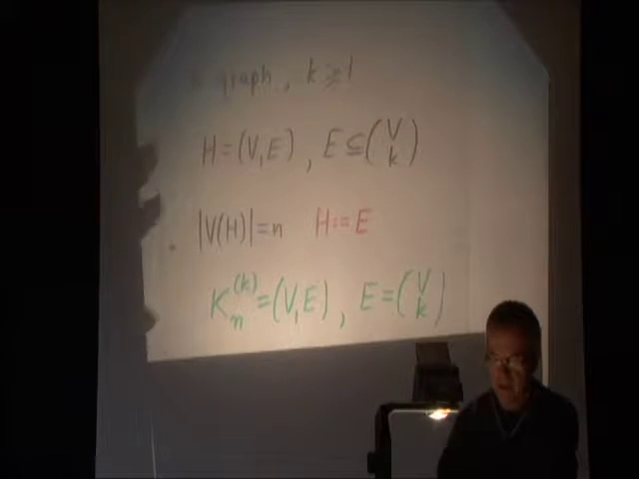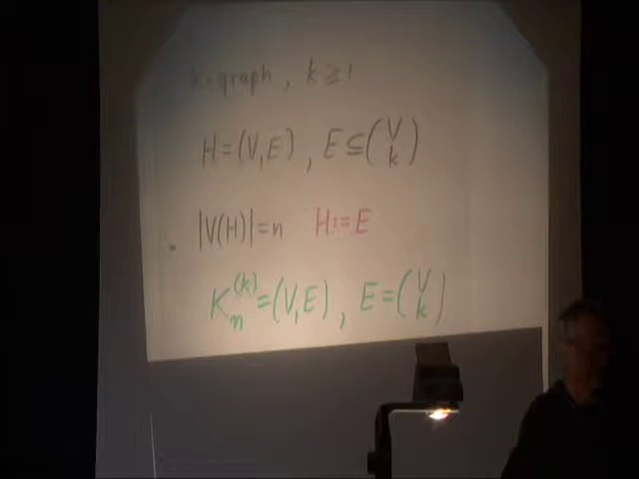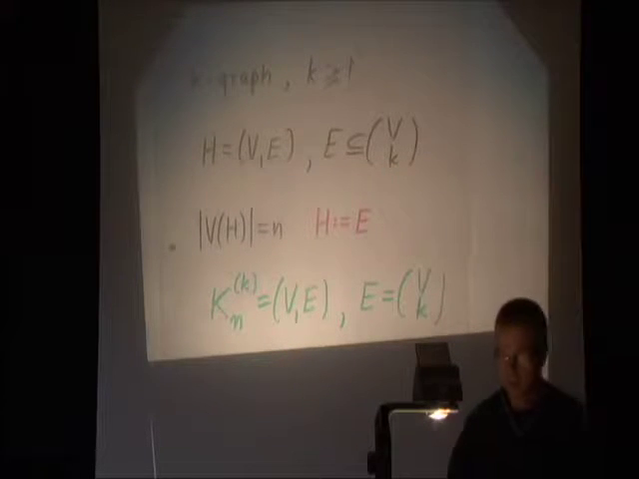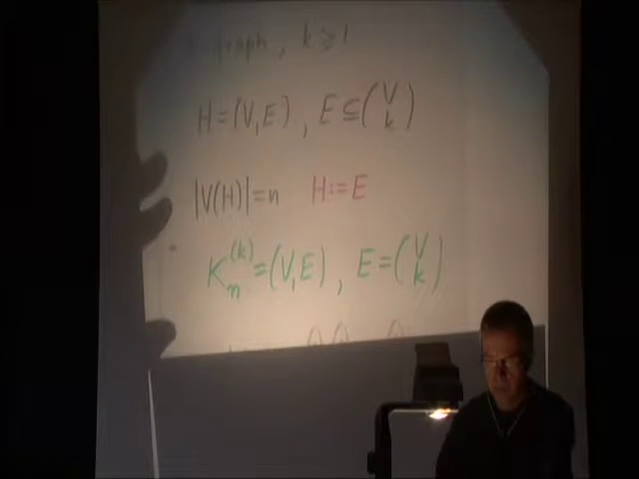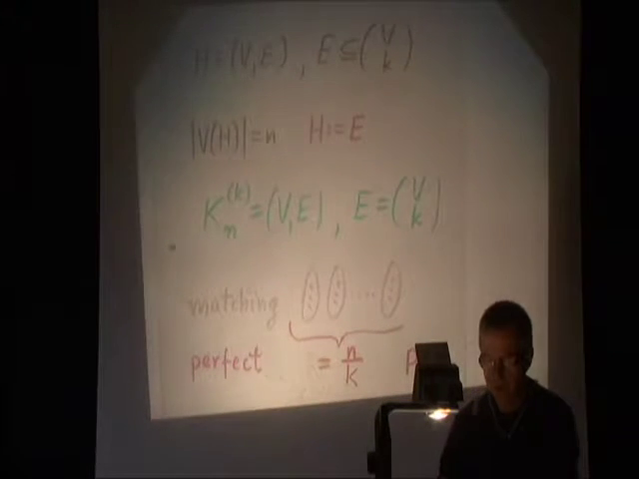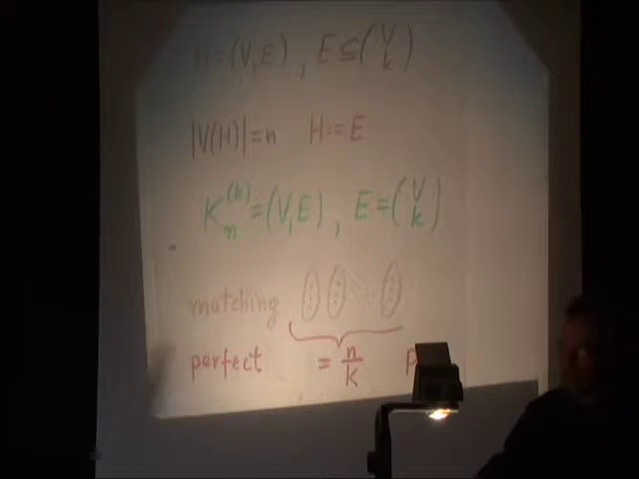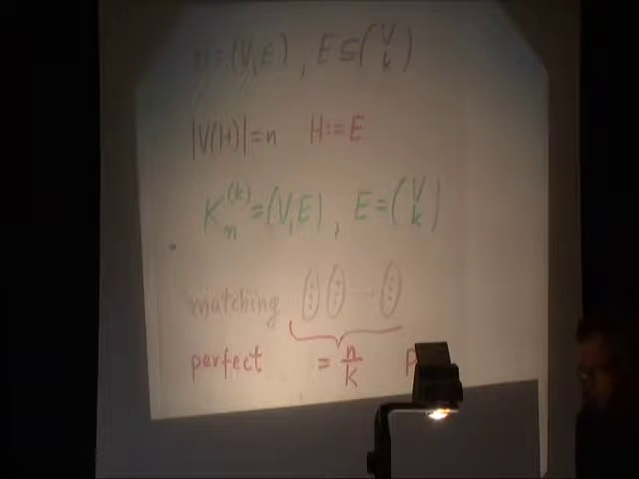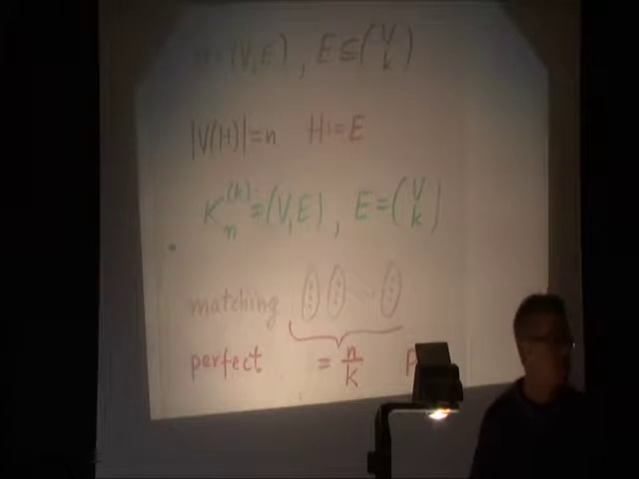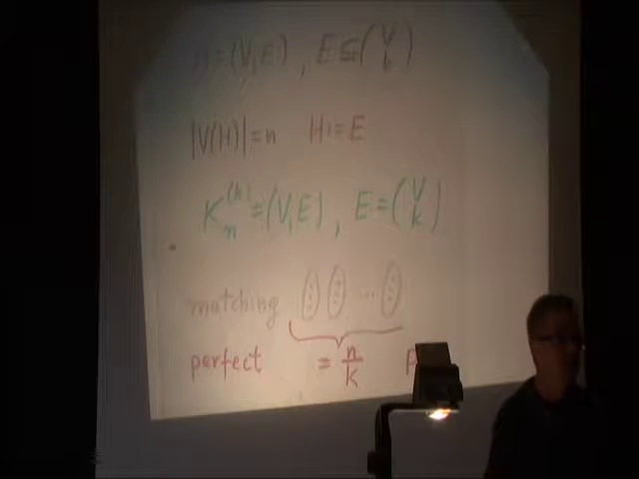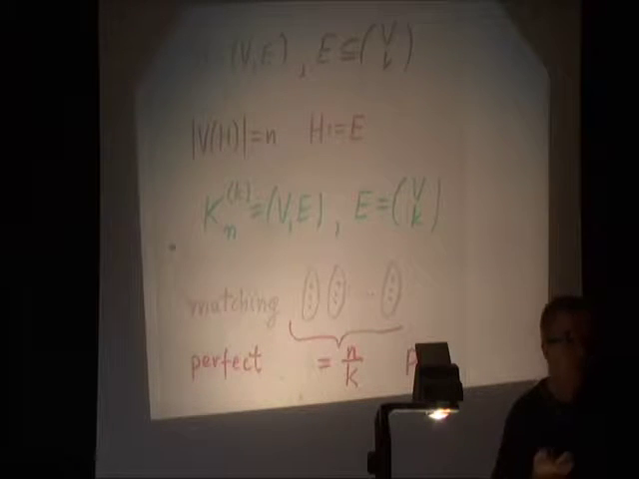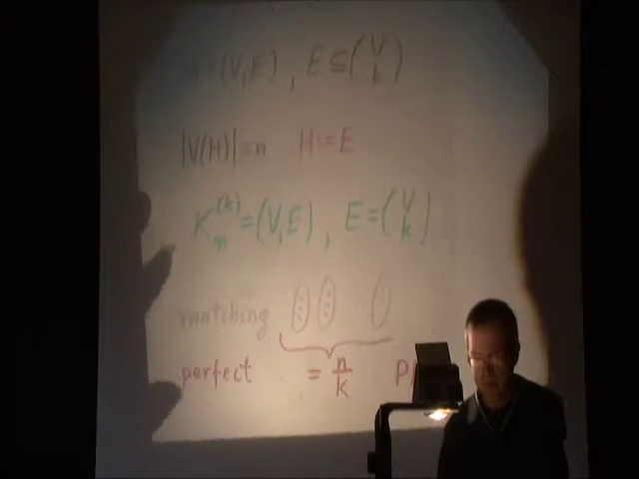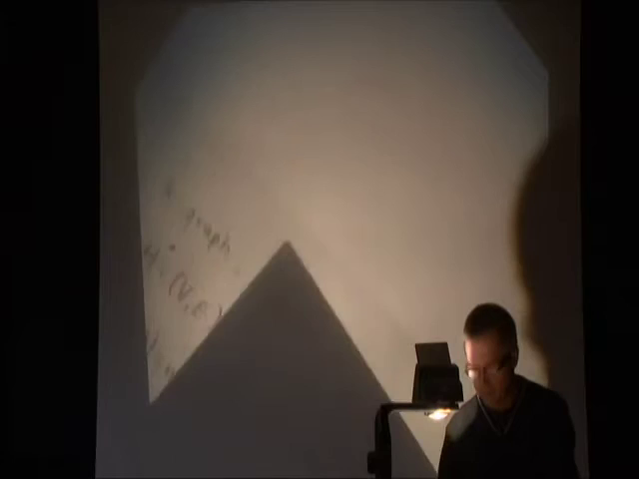And then there is one special hypergraph, the complete k-uniform hypergraph, where you take all possible k-tuples of the given vertex set. And the emphasis is on the matching. So here is a definition in picture. A matching is just a set of disjoint edges. And a matching is called perfect if its size is n over k. So it covers all vertices. And of course, a necessary condition is the divisibility.